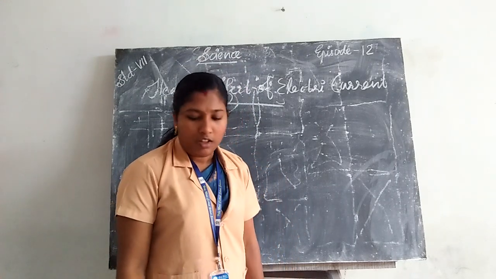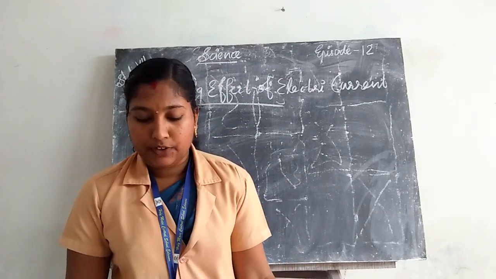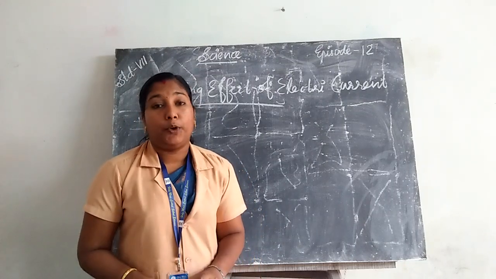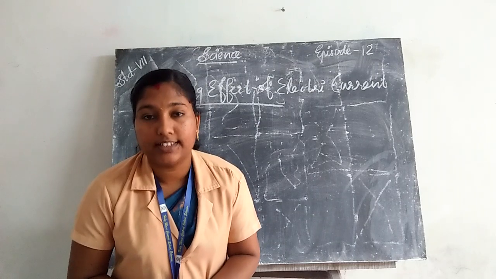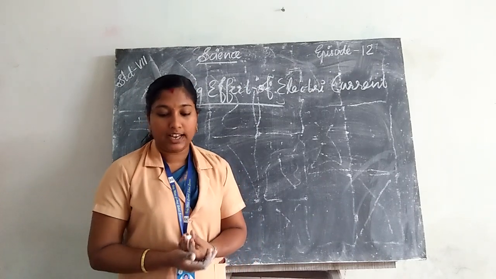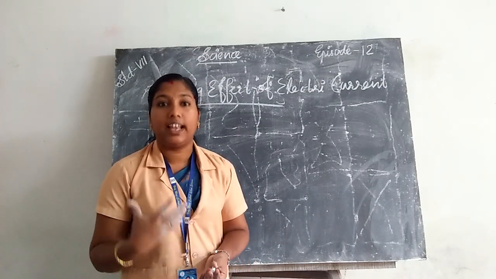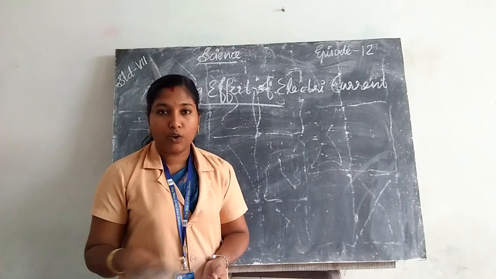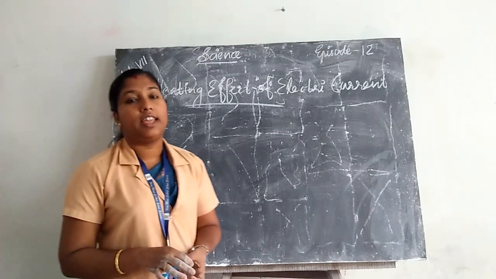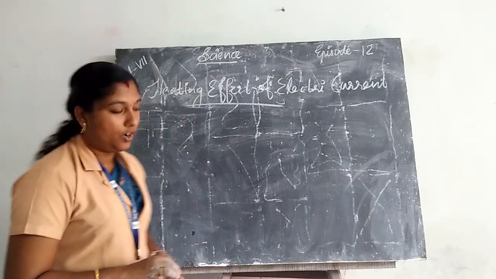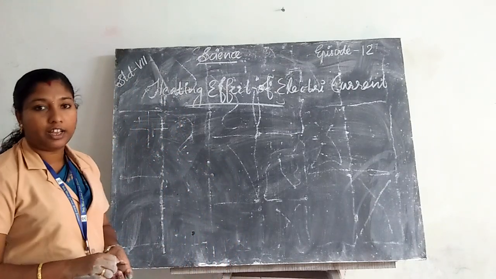Then what do you mean by the heating effect of electric current? Production of heat. The heating effect of electric current means production of heat in an electric circuit or electric device. Production of heat in an electric device due to the flow of electric current is called the heating effect of electric current.